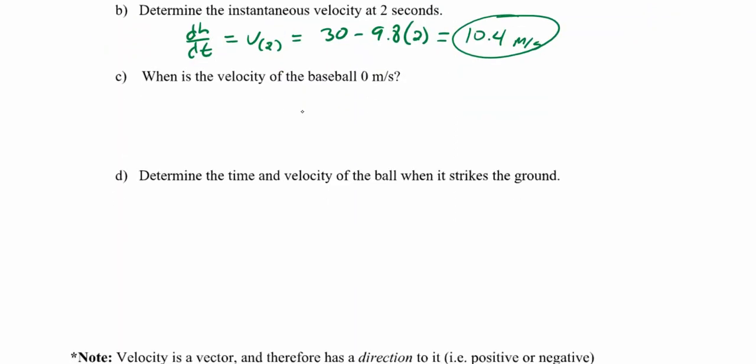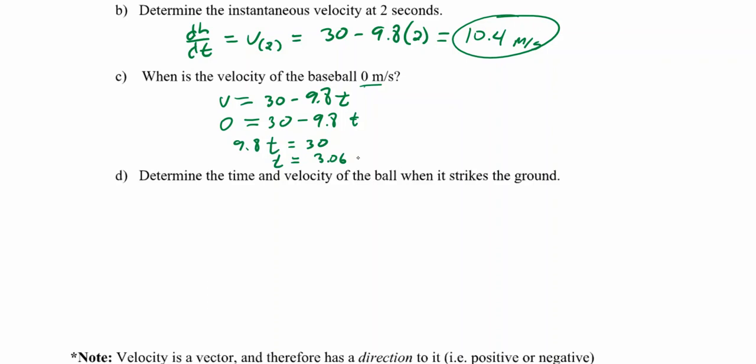Okay, when is the velocity of the ball 0 meters per second? Well, this was our equation, right? V is equal to 30 minus 9.8 T. Now, when is it 0 meters per second? That means I need to change my V to 0. So this will be 0 is equal to 30 minus 9.8 T. Okay, so we get 9.8 T is equal to 30. So T is equal to 3.06 seconds.